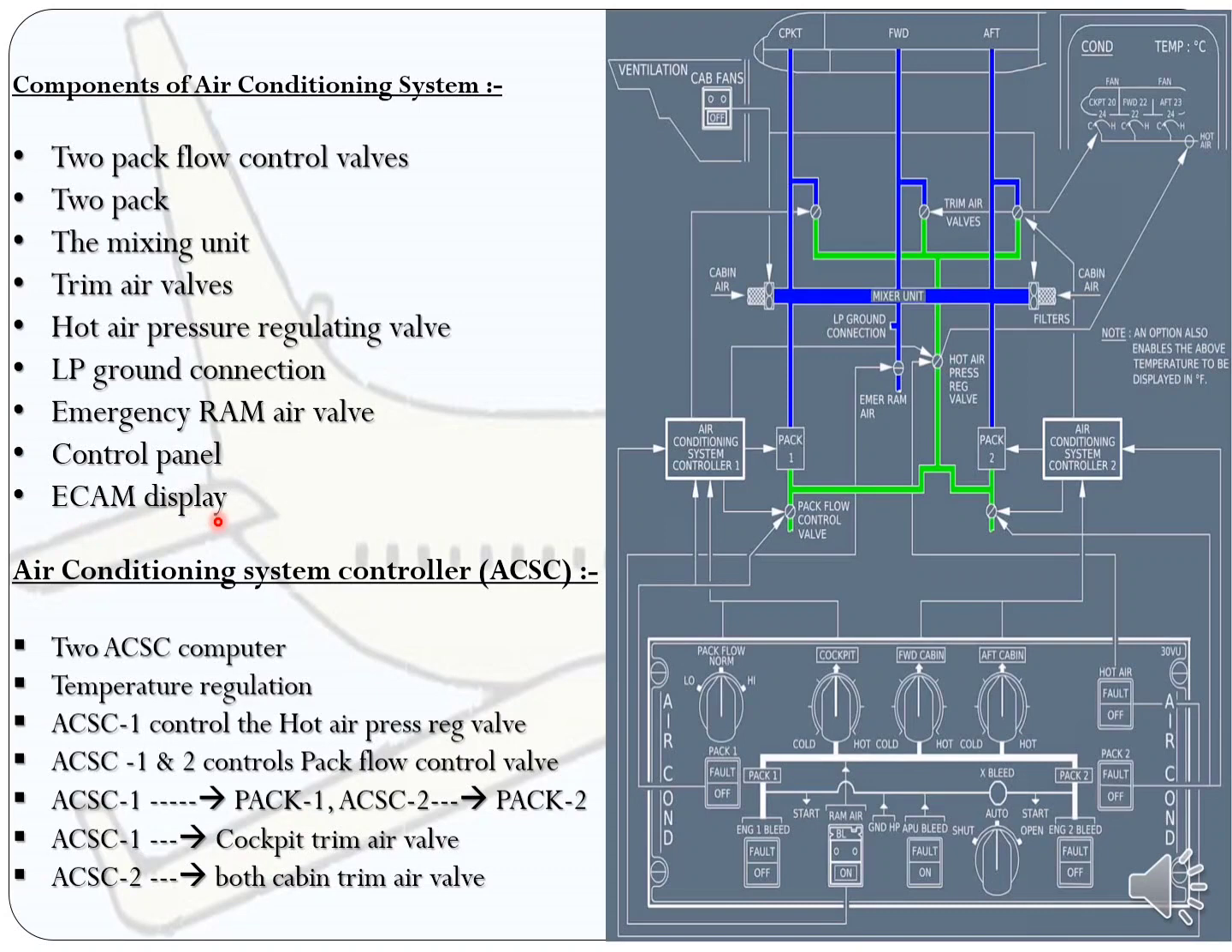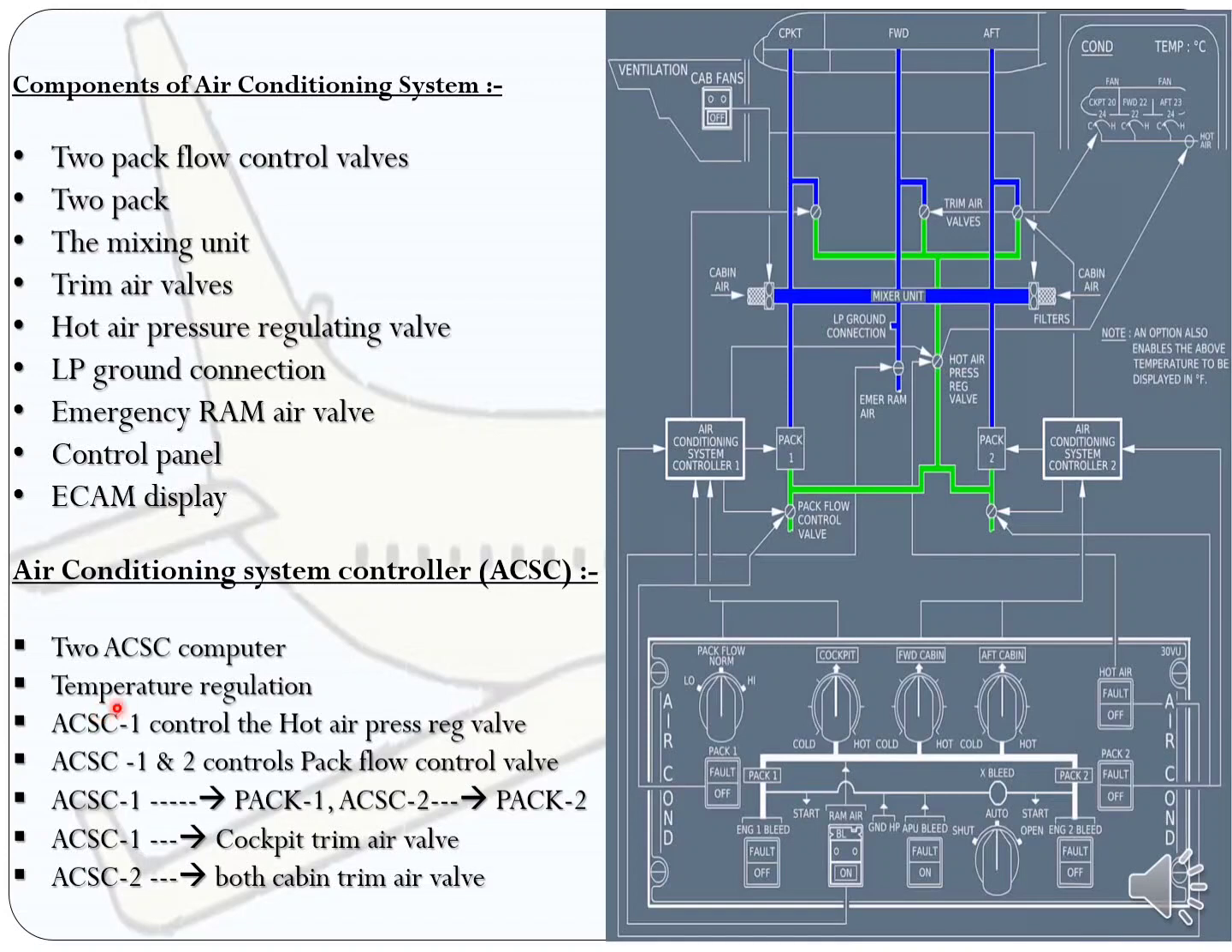And the ECAM display. There are four displays on which we can monitor the air conditioning systems. The next one is the air conditioning system controller, that is ACSC. If you take any system on the aircraft, it is controlled and monitored by a computer. The air conditioning system is also controlled and monitored by the ACSC. There are two ACSC computers. You can see this is ACSC 1 and ACSC 2.